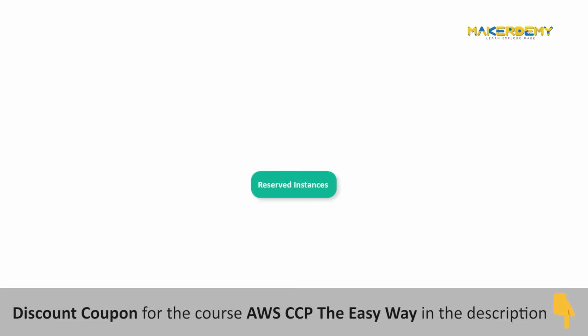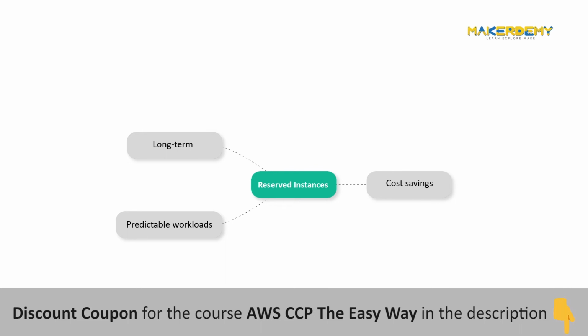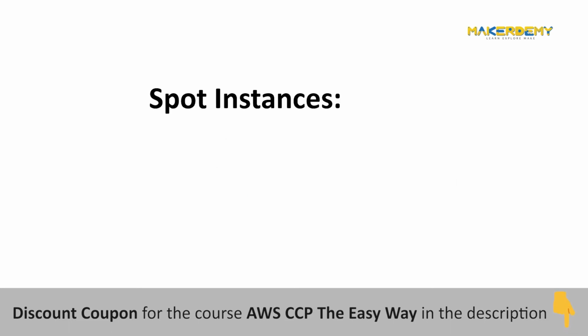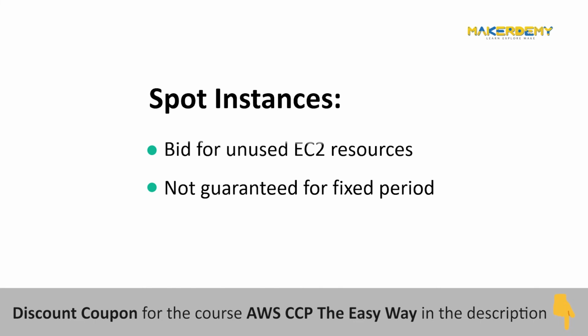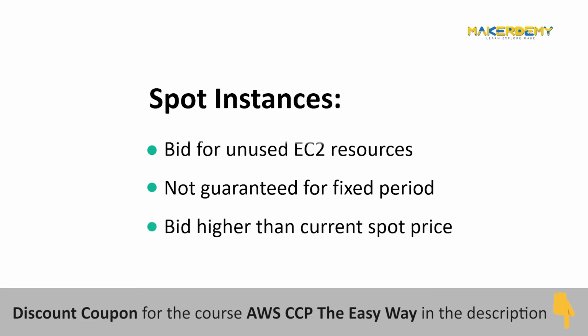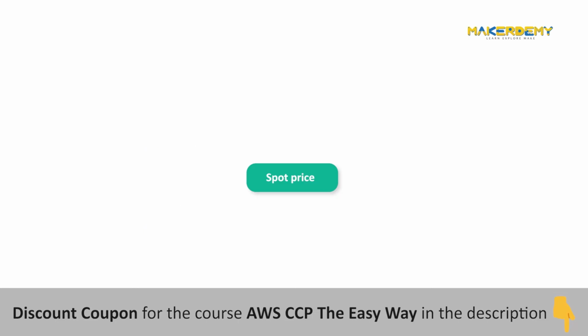Reserved instances are used for long-term, predictable workloads, allowing you to enjoy the cost savings to be had when using compute resources offered by EC2. Spot instances allow us to bid for unused EC2 compute resources. However, the resource is not guaranteed for any fixed period. To get the spot instance, we must bid higher than the current spot price set by AWS. And this spot price fluctuates depending on the supply and demand of the unused resource.